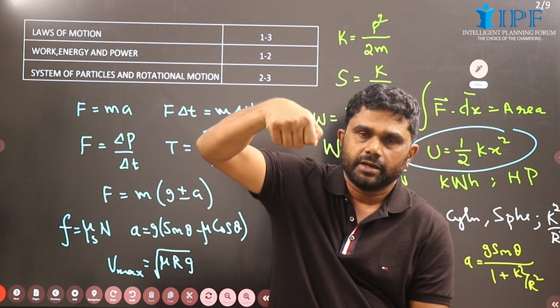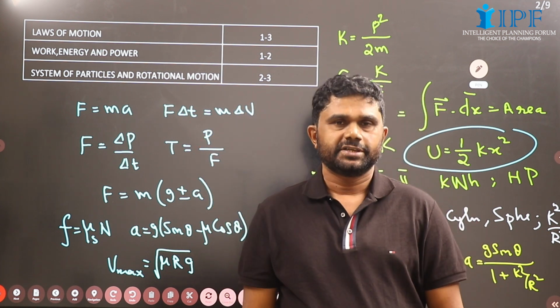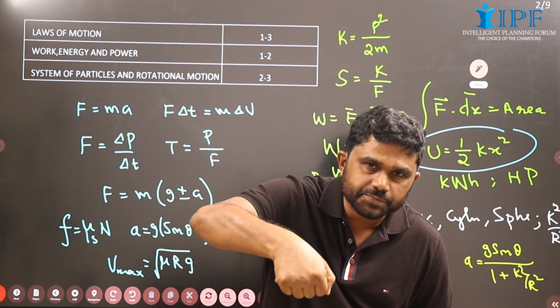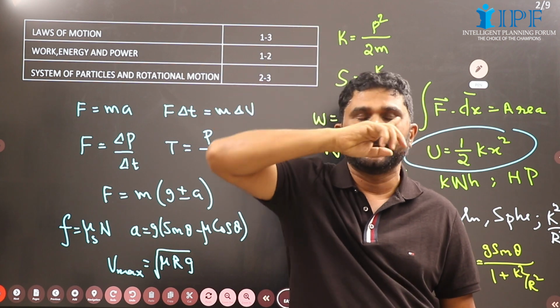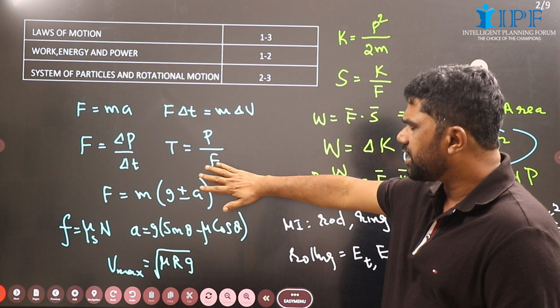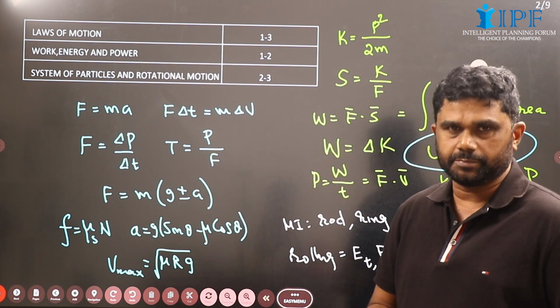Now suppose a stone is being lowered by means of a string. Then the tension in the string is m into (g minus a). And if that stone is being lifted by means of that string, then it is m into (g plus a). So that is a beautiful concept. That is an important formula that you should not skip.